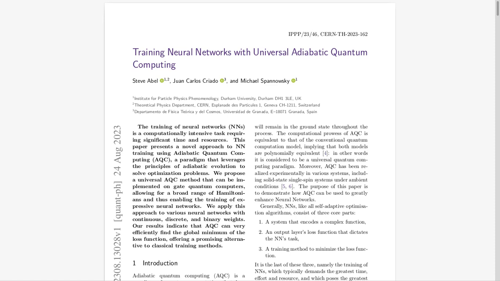But AQC offers a smoother approach. You start with a simple bowl shape, with a very obvious lowest point. Now imagine slowly morphing that bowl into the complex landscape you're actually trying to navigate. So we're gradually introducing the complexity, giving our system time to adjust as we go. Exactly. If you do this slowly enough, the system, which in AQC is represented by qubits, will naturally stay at the lowest point throughout that entire transformation. So we're easing the qubits into the optimal solution without them getting lost in all the bumps and changes along the way.